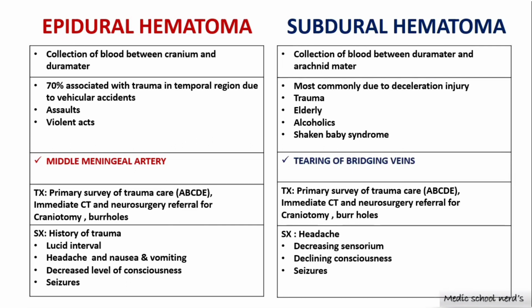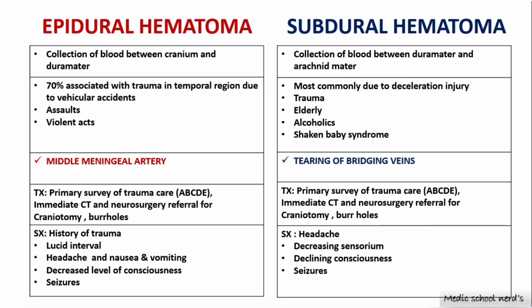And what is subdural hematoma, compared to the epidural hematoma? It is a collection of blood between the dura mater and arachnoid mater. So it is not between the bone and the dura mater; it is between the dura mater and the arachnoid mater, happening in between the meningeal layers, not between the cranium and the dura. This is mostly due to deceleration injury. Deceleration is most commonly associated with vehicular accidents, car accidents, and usually patients who are alcoholics, elderly patients, and shaken baby syndrome, most commonly in pediatric patients, where we see this type of subdural hematoma.